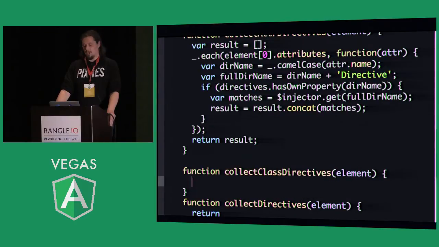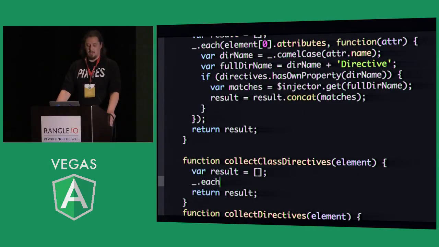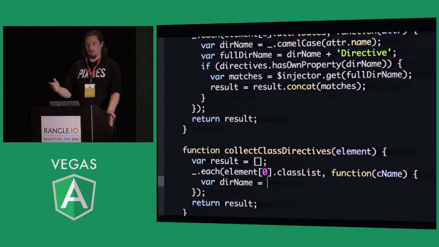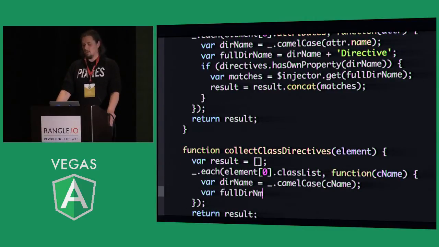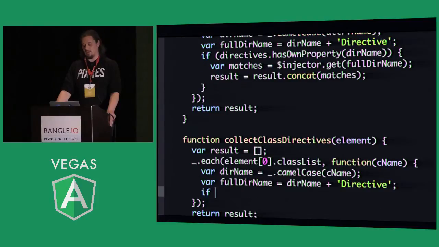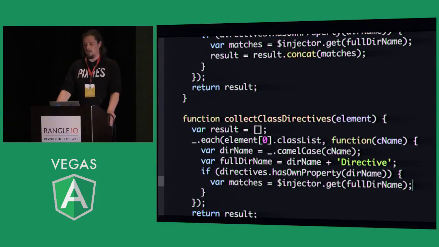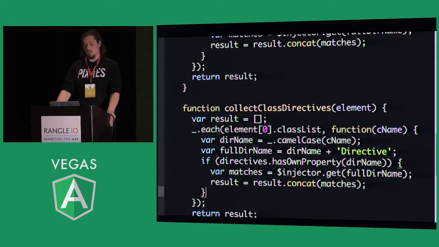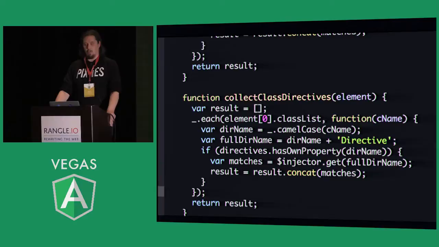Then for CSS class names, we again repeat the exact same trick. We loop over the DOM class list of this element, which gives us a collection of the class names. Each one we camel case, check for matches in the directives object, and if we find any, instantiate them, put them into this combined result array, and return it. And when we're done with all of that, we have found all the directives that we should match to this element.